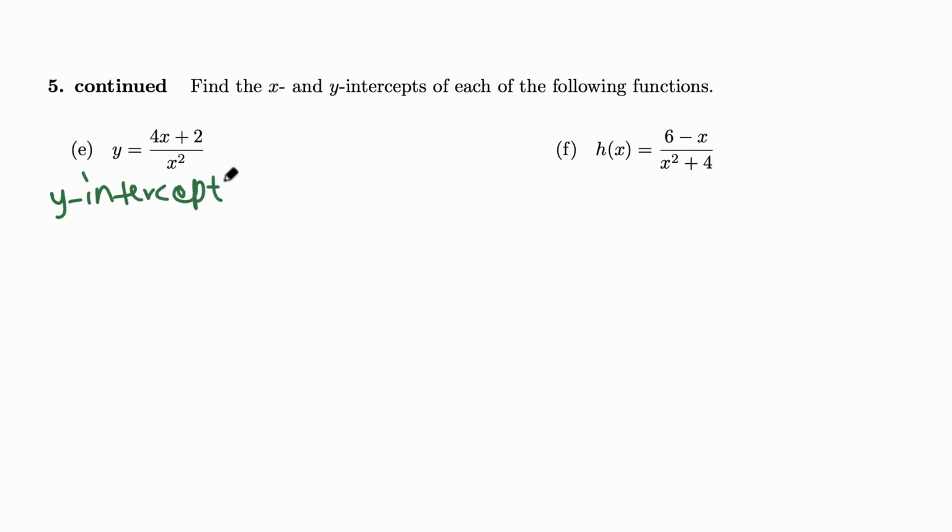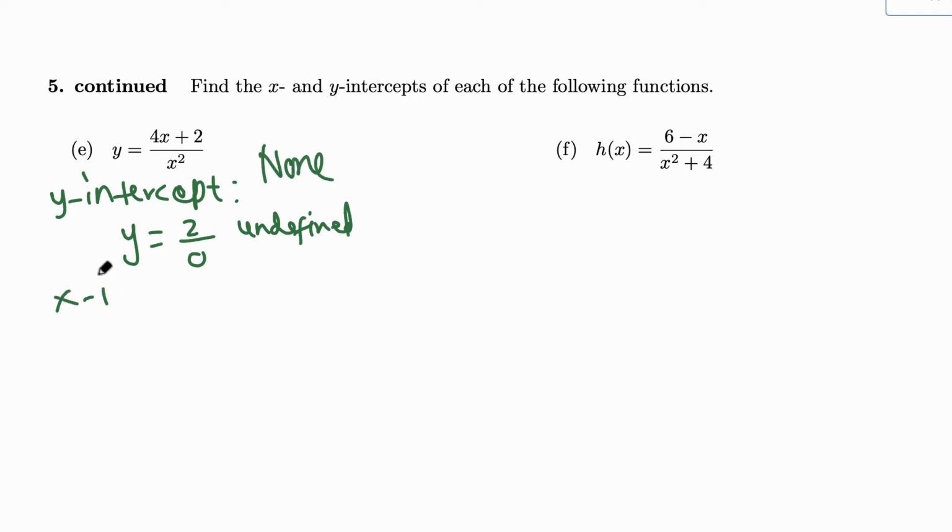and for the y-intercept we set x = 0. So y equals 4 times 0 plus 2, over 0 squared, which is 0. Oh, that's undefined. Okay, that means there are no y-intercepts. So y-intercept: none.